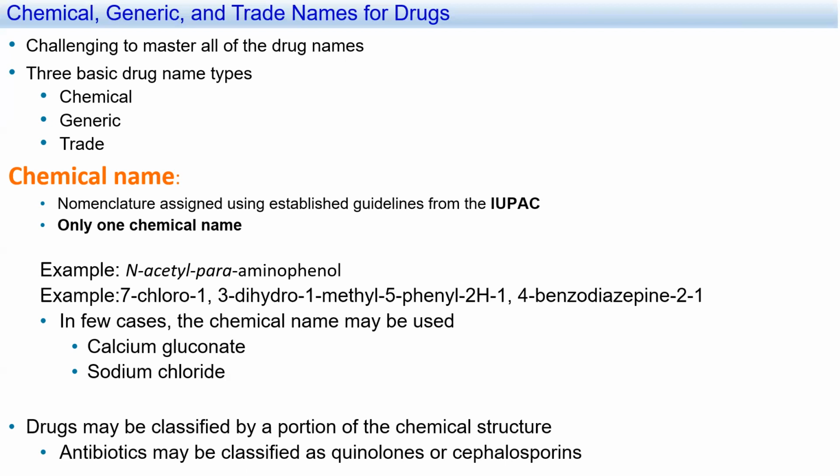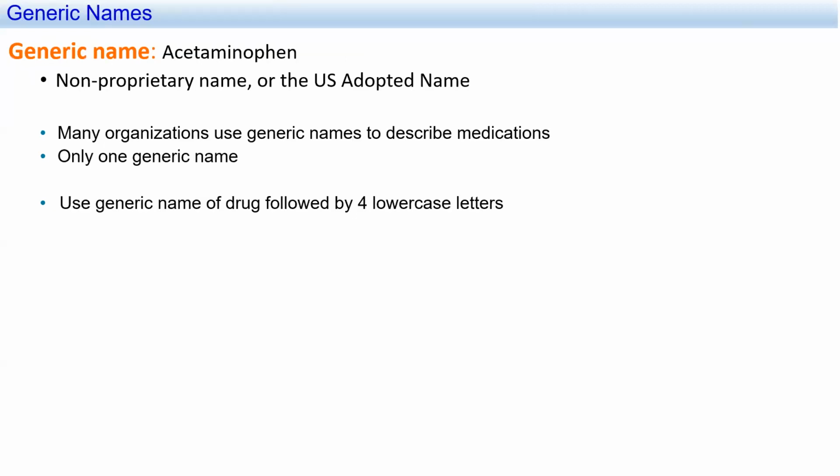And these are some examples for acetaminophen. See how long that acetaminophen chemical name is: acetyl para-aminophenol. So that's a long chemical name for acetaminophen, which is a generic name, and then Tylenol is the brand name or trade name. So generic name is acetaminophen.